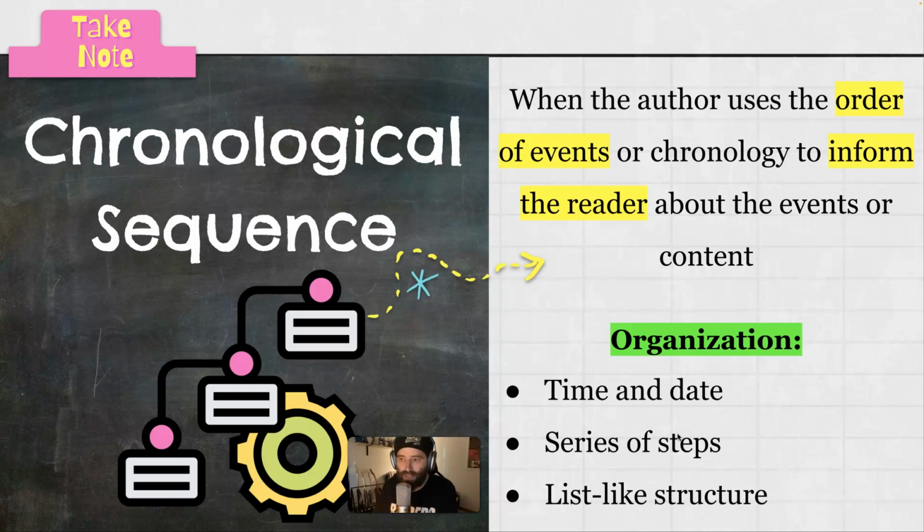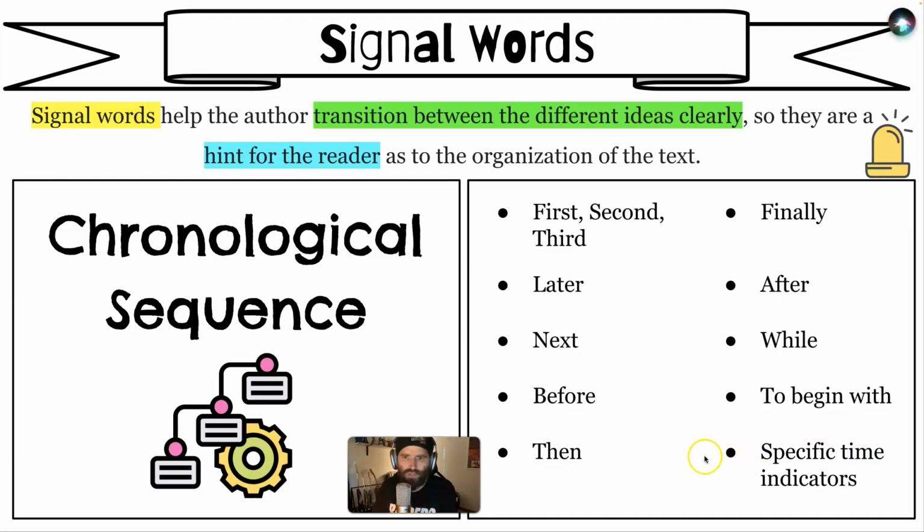A series of steps might be how to make a peanut butter and jelly sandwich. And a list-like structure could just be a list of events that you have to get done in that day. Okay, so those are the 3 ways that we'll see chronological and sequential. When it comes to signal words here, all of them are pretty self-explanatory, like first, second, third, after, while, before, and so on. And then you have time indicators, right? Like 1908, 1932, 2023, and so on and so forth.